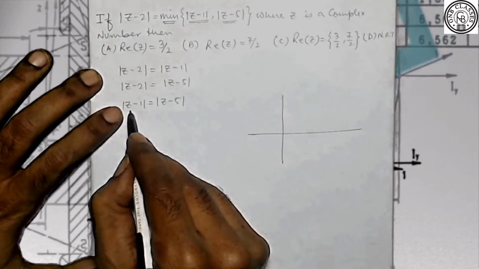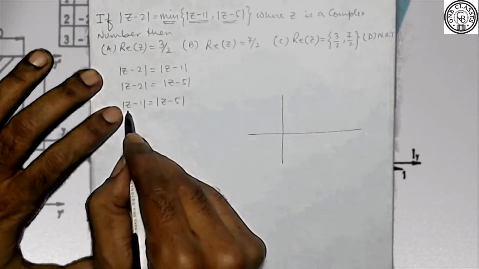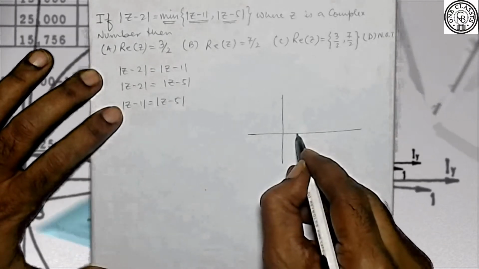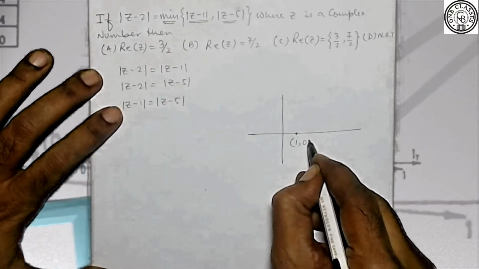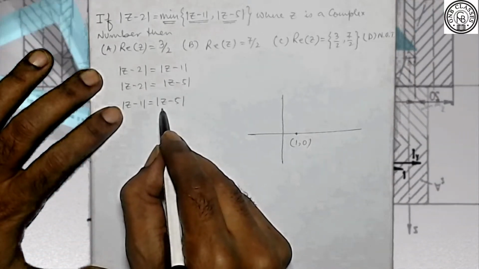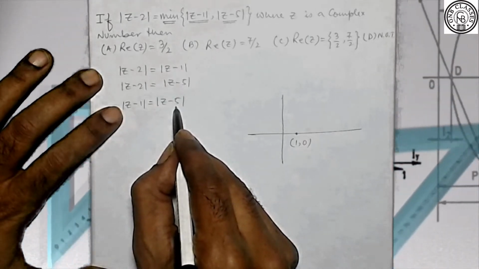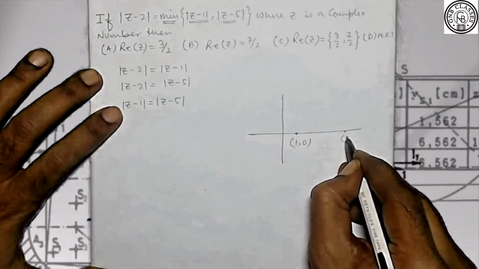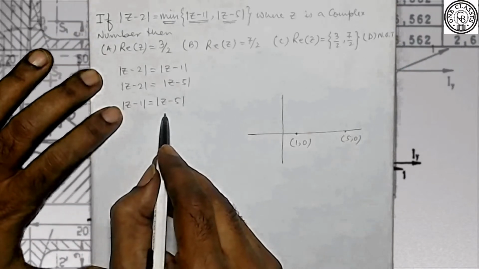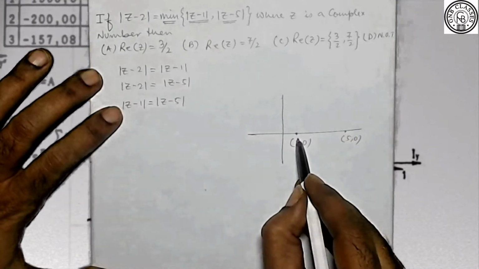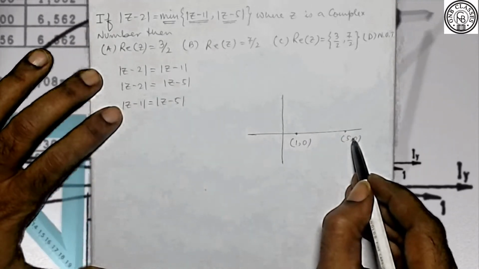This is the distance of the point 1, 0 with the variable point z. This point is 1, 0. This is the distance of the variable point z with the point 5, 0, which is here. So your z is lying on the perpendicular bisector of the line joining 1, 0 and 5, 0.